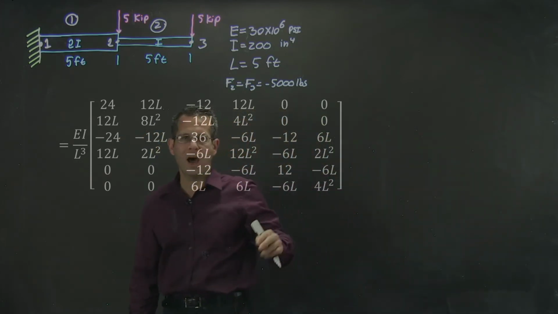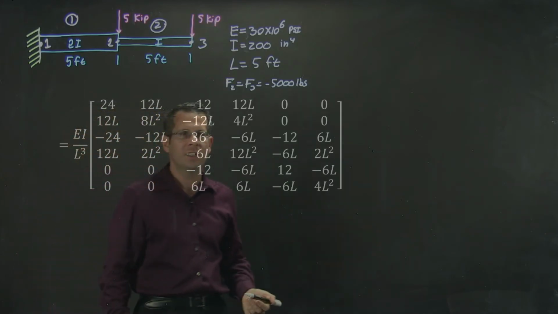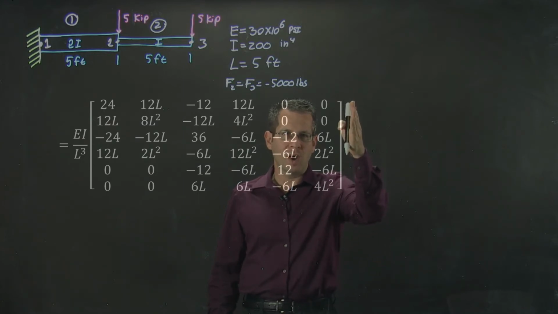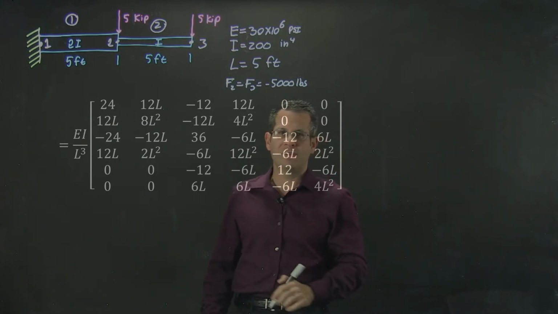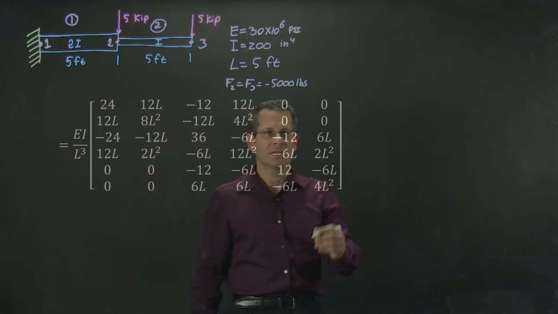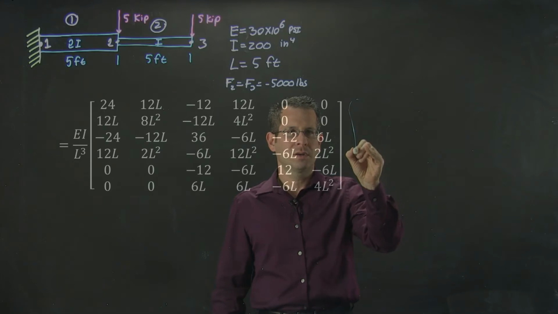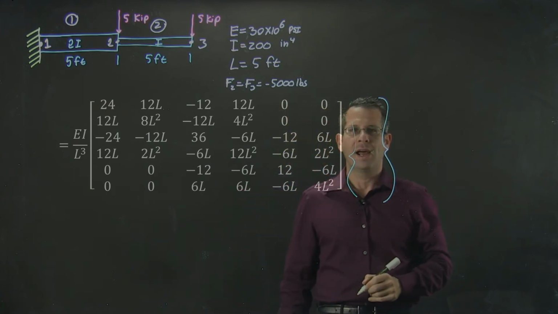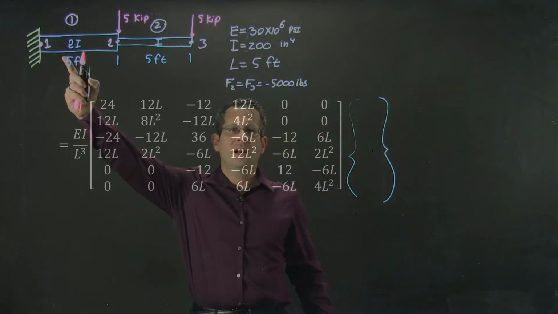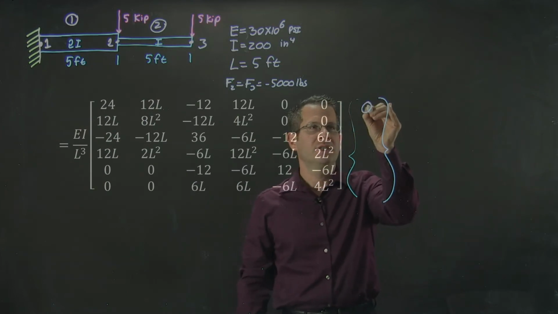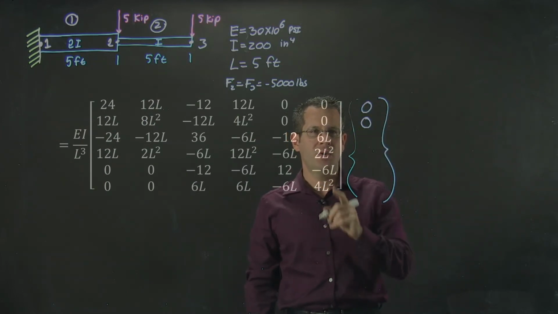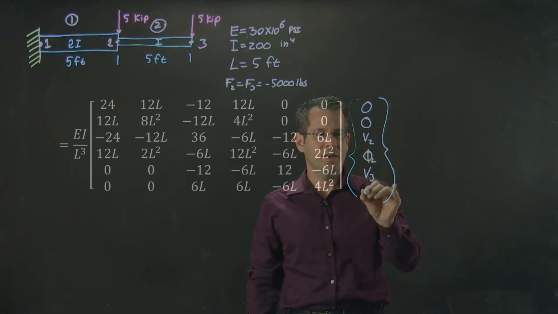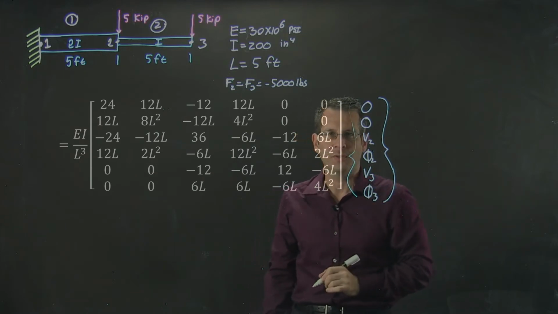Now all I need to do is add my knowledge from the boundary values, what I know of my displacement vector and my external force vector. So here, I will get my displacement vector, and I know that V1 and Phi1 are both 0. So I will get 0, 0, and I don't know V2, Phi2, V3, or Phi3. I need to solve for that.